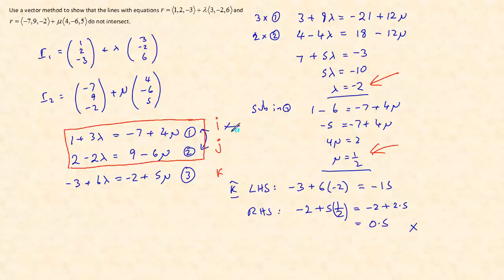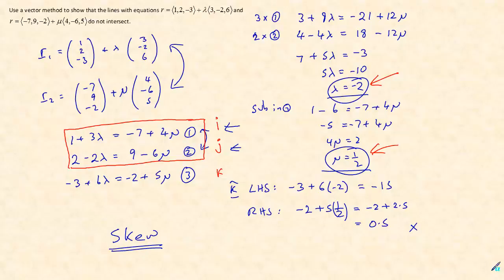The i and the j are the same for these values of lambda and mu, but the k would be different. Now, I pointed out that the lines weren't parallel to start with, and they don't intersect. And lines that are not parallel, which don't intersect, are known as skew lines.